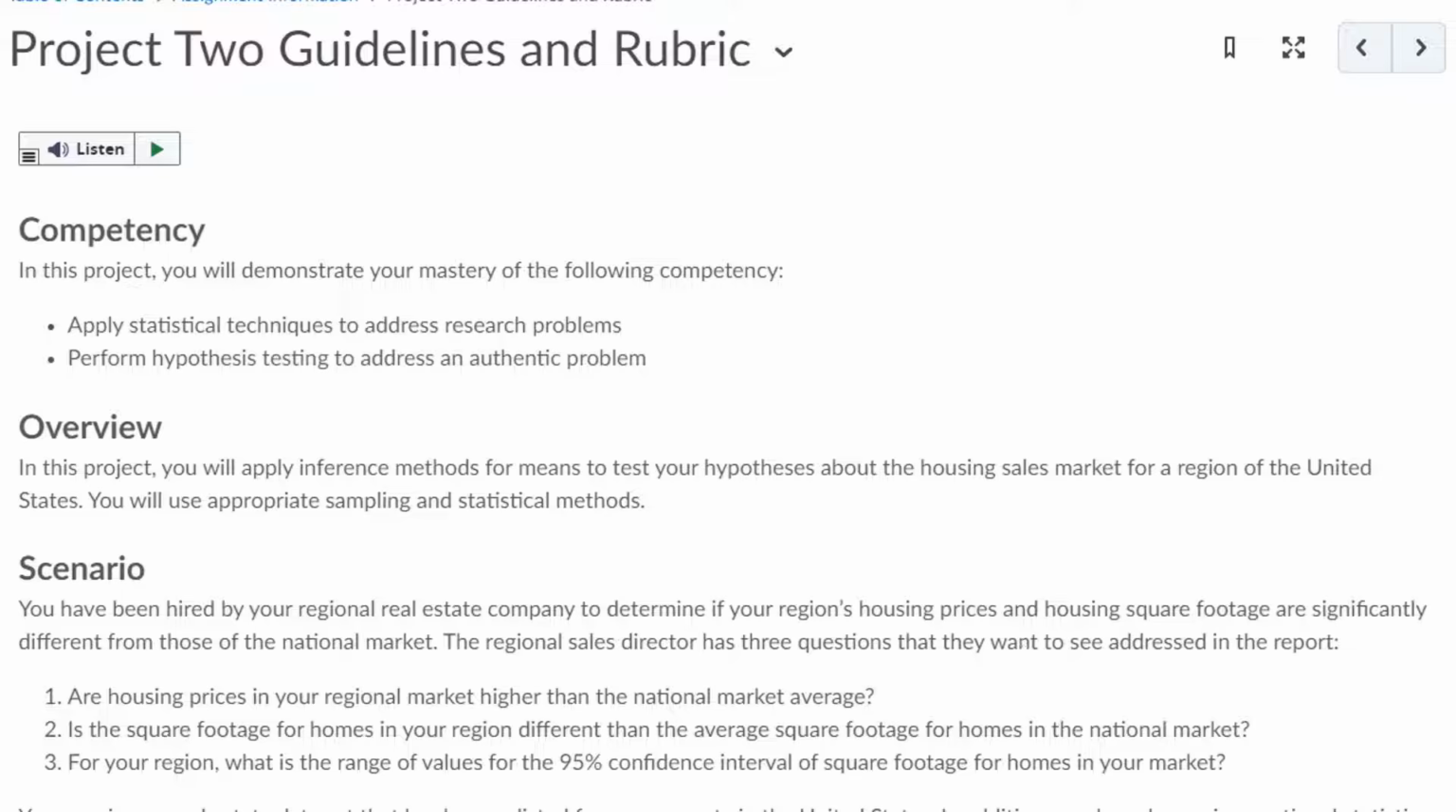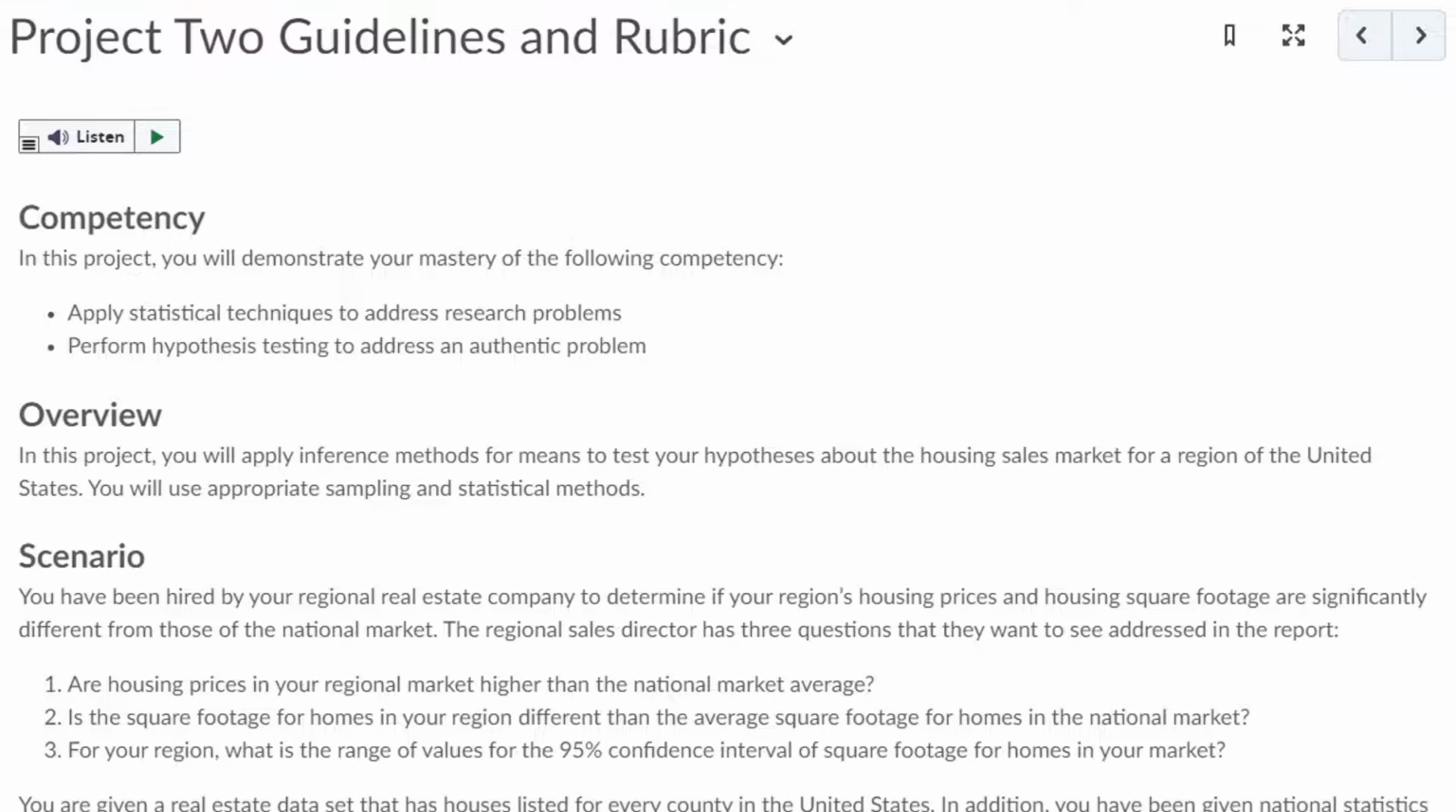Now, I want to go over the project scenario first a little bit, and then we'll go into some of the nitty-gritty about what is expected of you and some of the stuff that you'll want to be able to do in Excel to get a really good grade on this.